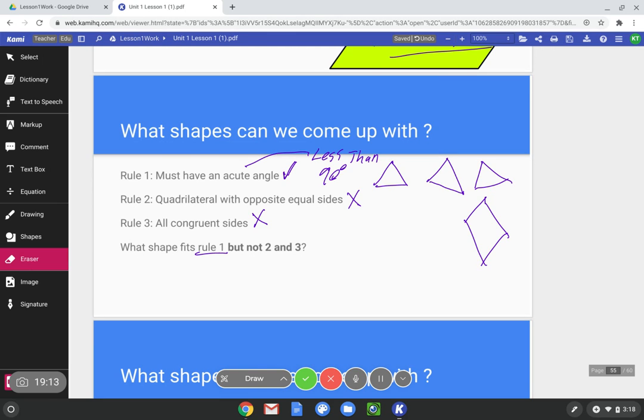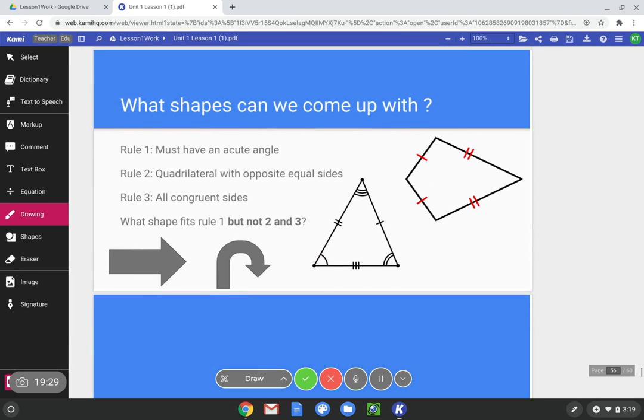Now let's see if it fits rule 3, all congruent sides. So that took out the rhombus because a rhombus has all equal sides. So what I'm left with are these triangles and kites. Let's see if that's the correct rule. There we go. We have a scalene triangle right here. An equilateral triangle would have worked also. And this kite, notice how the lengths that are congruent or equal to each other are adjacent. These are next to each other.